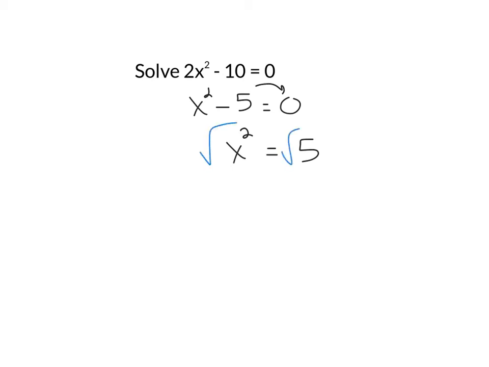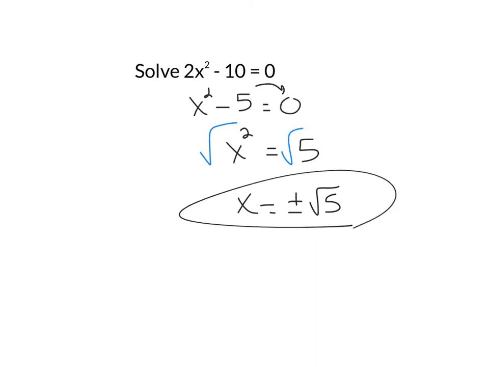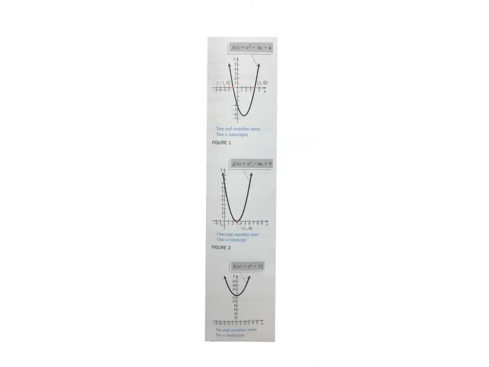Take the square root. That's what the second method on that first slide was: if you can't factor it, we're going to take the square root. Don't forget, though, if you take the square root in an equation, you need to get two answers. You've got to put plus or minus in front of your answer. I can't break down 5, so that's it. Just plus or minus square root of 5. All there is to it.